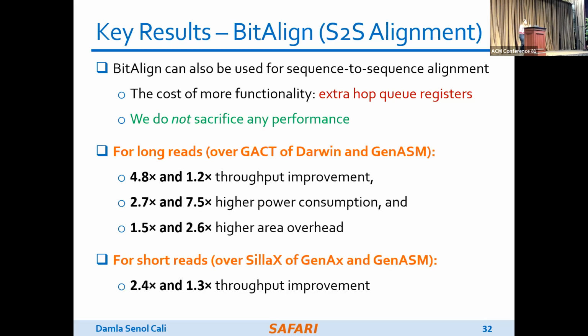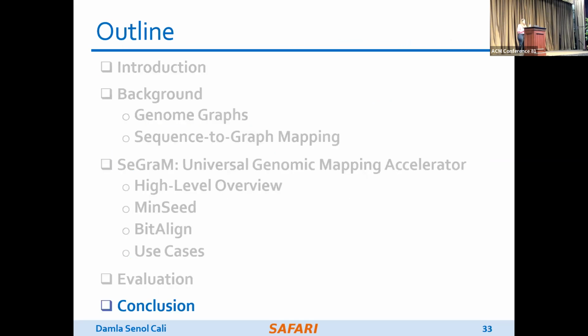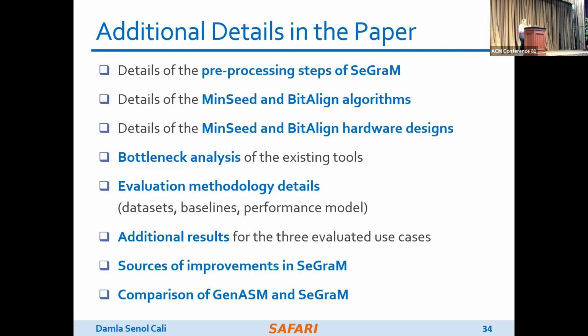So compared to state-of-the-art hardware accelerators, but this time specifically designed for sequence to sequence alignment, we find that BitAlign increases throughput over all 3 baselines, but with the extra cost of power consumption and area overhead. So before I conclude, here's a list of additional details that you can find in our paper, for example, sources of improvements in SIGGRAPH.